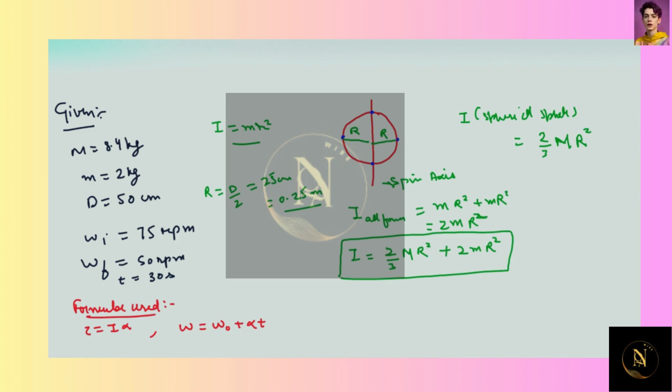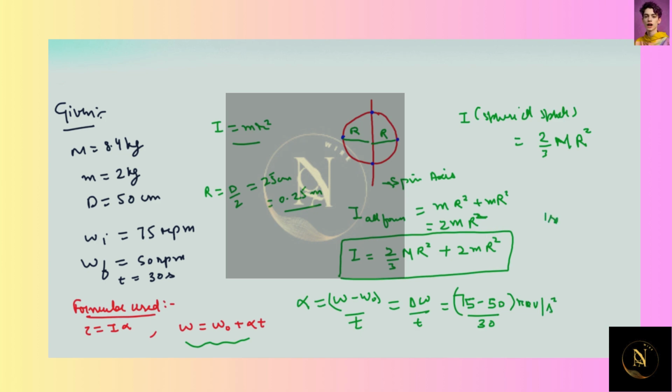So we need to apply some torque here, the friction torque, so as to reduce the angular velocity from 75 revolutions per minute to 50 revolutions per minute in 30 seconds. Therefore, first we will find alpha. Alpha is equal to omega minus omega naught over t, or change in omega over time. So the change in omega is 75 minus 50 over 30. So this is in revolutions per second squared.